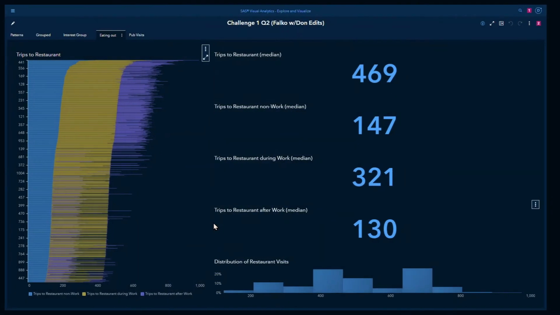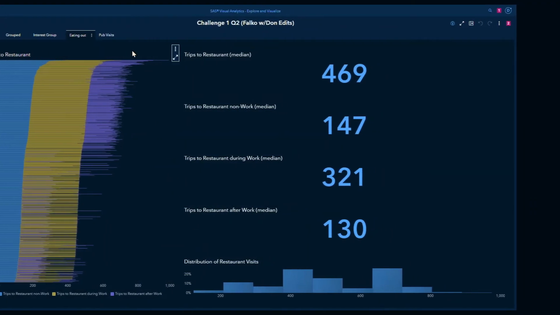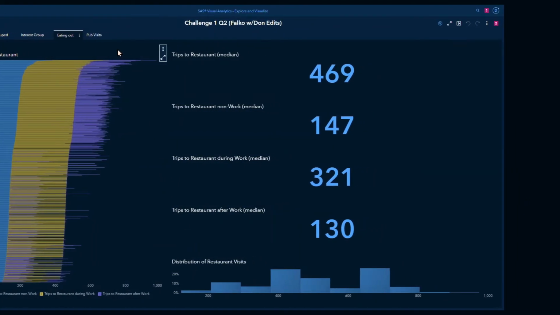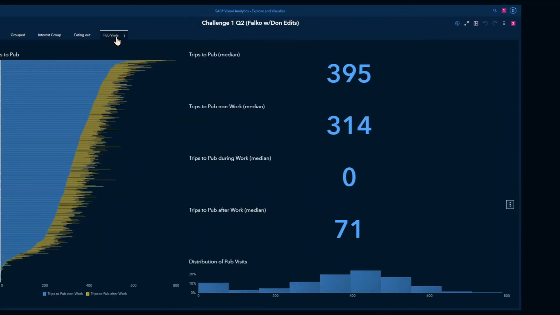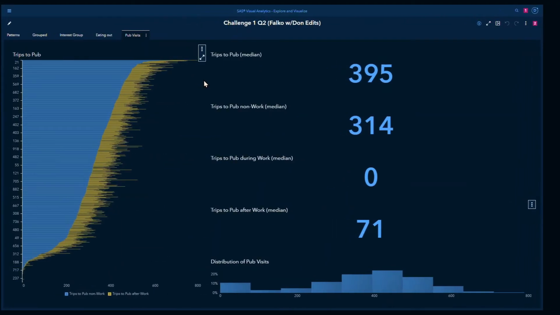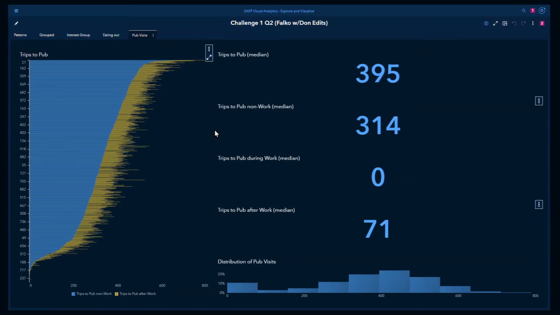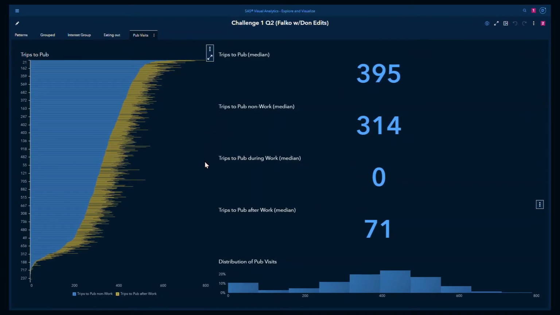The median participant ate out 469 times in total and ate out 130 times after a workday, or 40% of total workdays. Visiting pubs is a common activity in Engagement, Ohio. Only 13 participants never visited a pub, and thankfully, no participants visited a pub during a work shift.